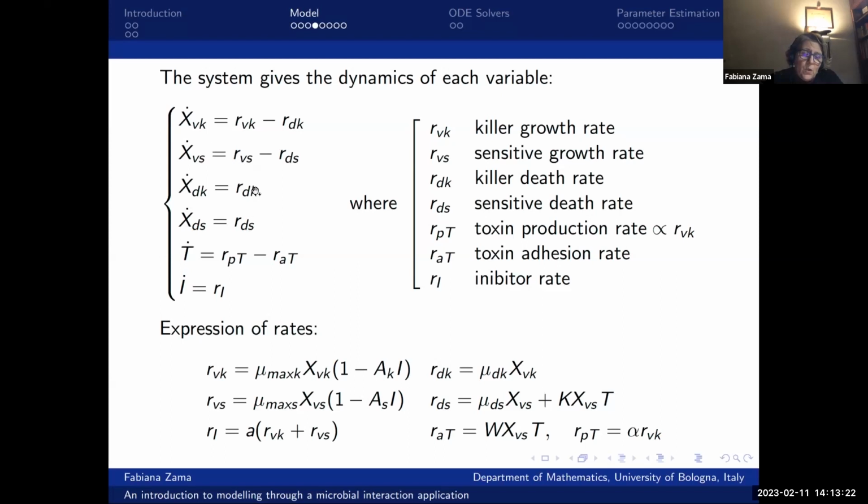And then we have these two populations, related to the sensitive killer and sensitive rate populations. And then there is the behavior of the toxin, which is related partly to production, and partly is somehow dispersed in the adhesion to the cells. And then we have the inhibitor rates. So at the end, this is the final type of equation that they were able to analyze and solve.